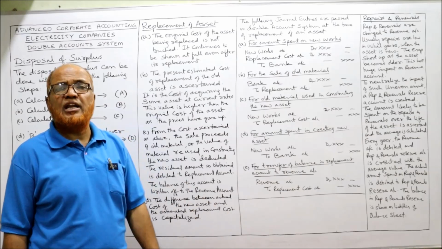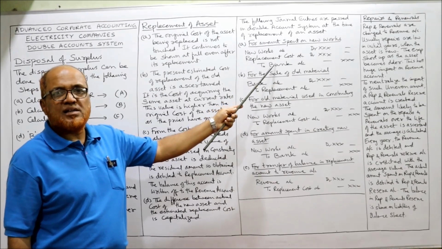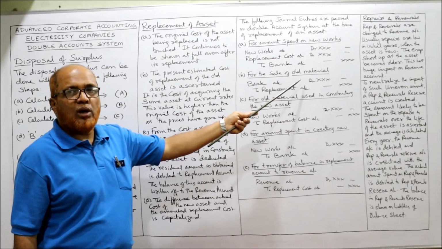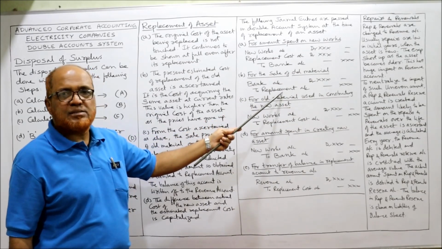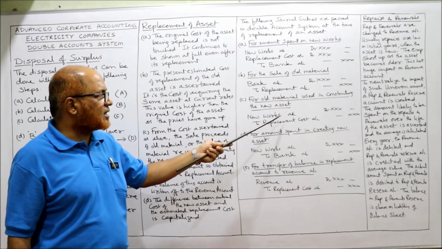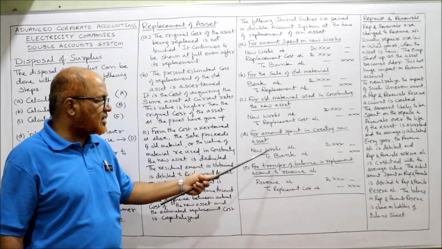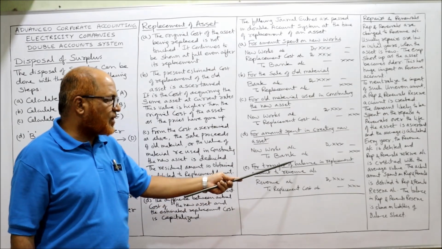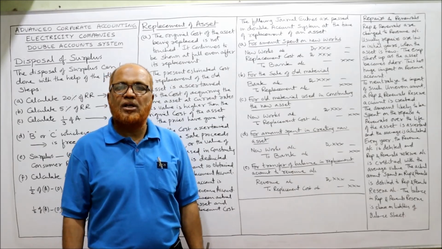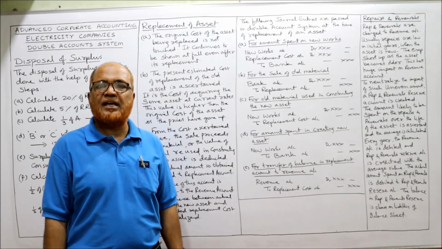For the amount spent on new works, the entry will be new works account debit, replacement cost account debit, to bank. Second entry, for the sale of old material, bank account debit to replacement account. For old material used in constructing the new asset, new works account debit to replacement cost. Then for the amount spent in creating the new asset, new works account debit to bank. Last, for transfer of the balance in the replacement account to revenue account, revenue account debit to replacement cost account. These are the entries to be passed at the time of replacement of an old asset by a new asset.